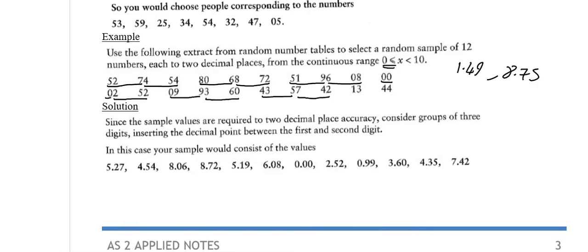So you can see how they've corresponded. There was our first one. That was the 527, the 454, the 806, the 872, the 519, the 608, the 000, the 252, the 099, and the 360, and the 435, and the 742, generating all of your digits.